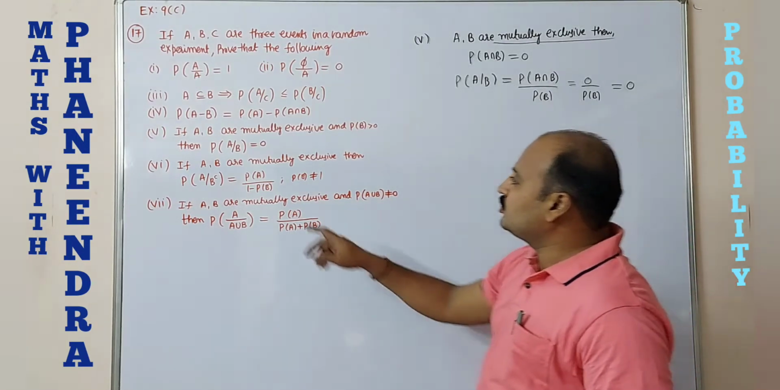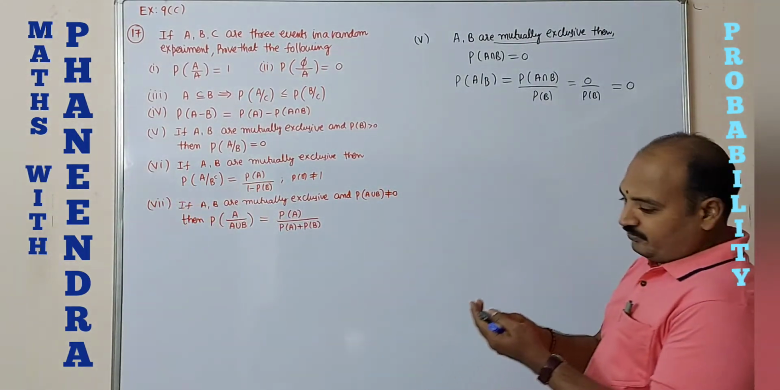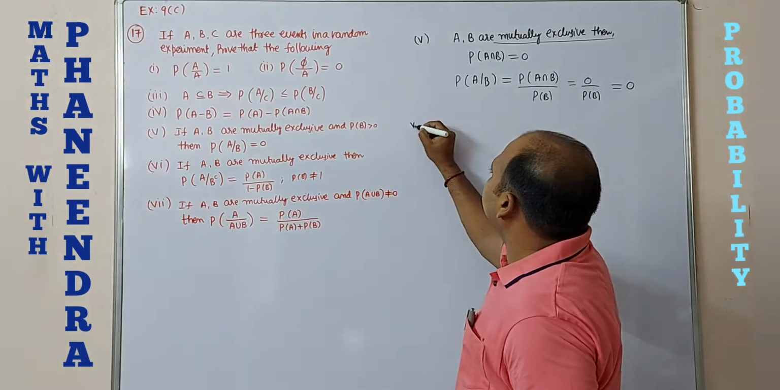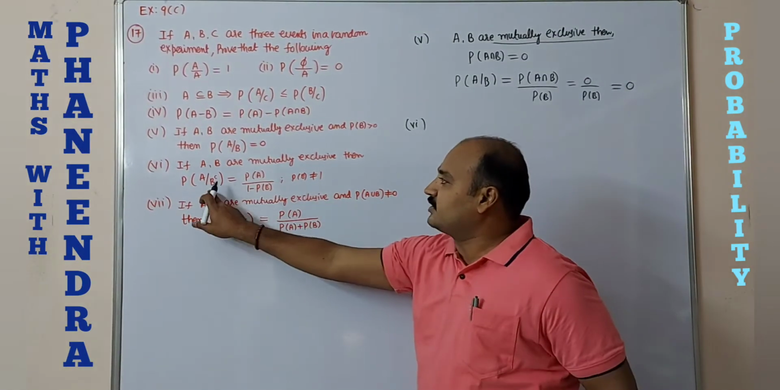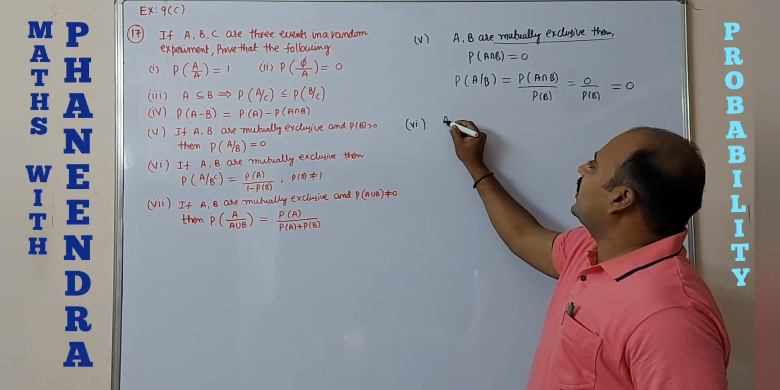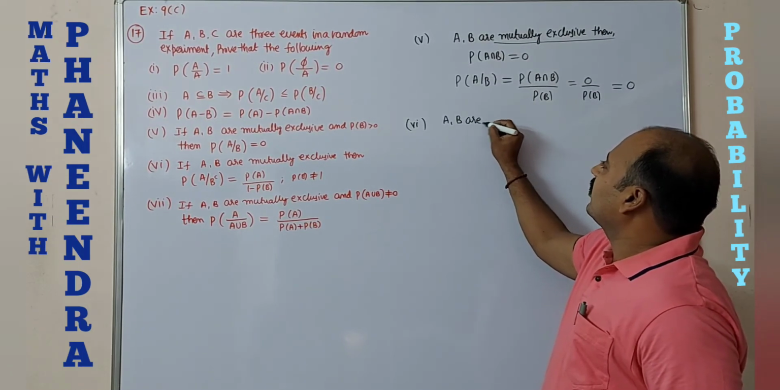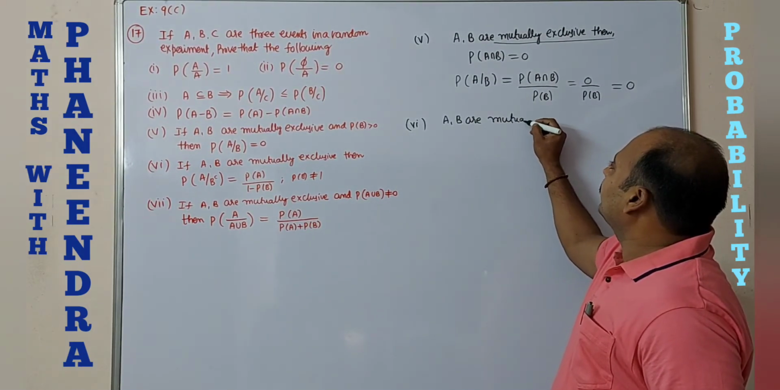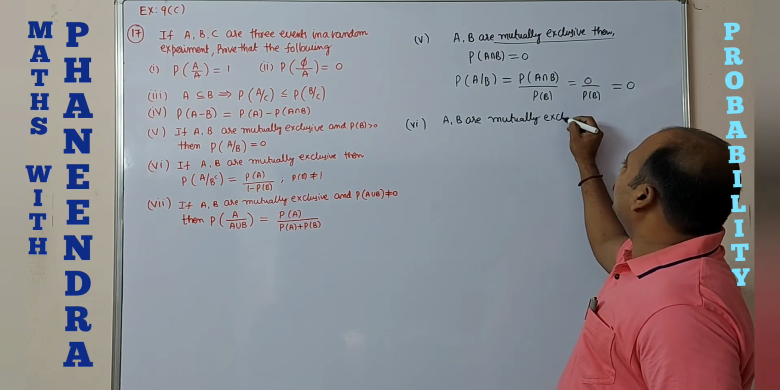So now come to question number 6. I will finish it all in one place. Question number 6: A, B are mutually exclusive. Again, same case. A comma B are mutually exclusive.